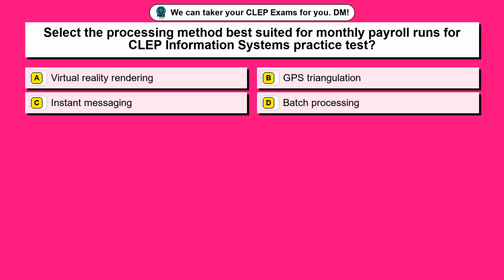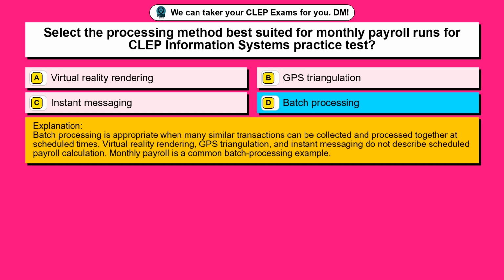Question 22. Select a processing method best suited for monthly payroll runs for CLEP Information Systems practice test. Option A, virtual reality rendering. Option B, GPS triangulation. Option C, instant messaging. Option D, batch processing. The correct answer is option D, batch processing.